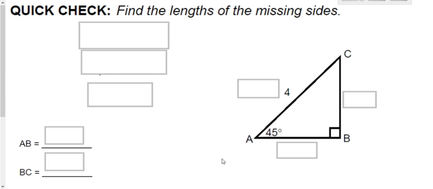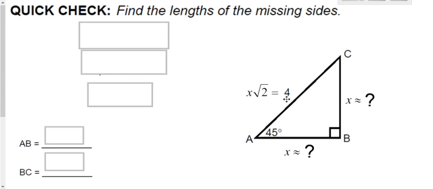Do a little quick check here. So this time we got the hypotenuse is 4. So this side is x. We don't know what it is yet. And this is x. We don't know what it is. And this one is x square root of 2, and it equals this 4 right here. So here's our equation. We'll solve it.